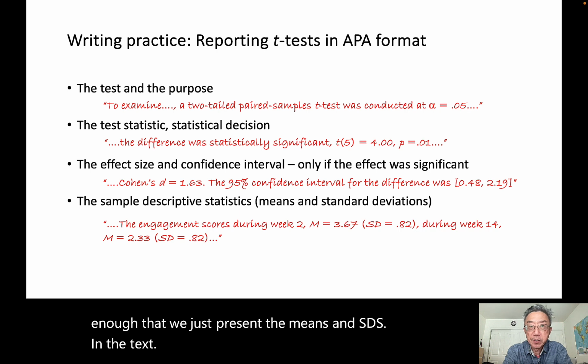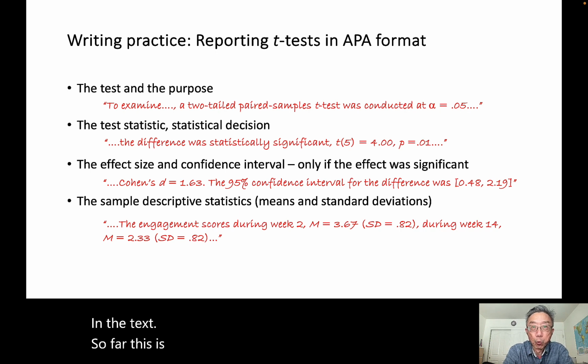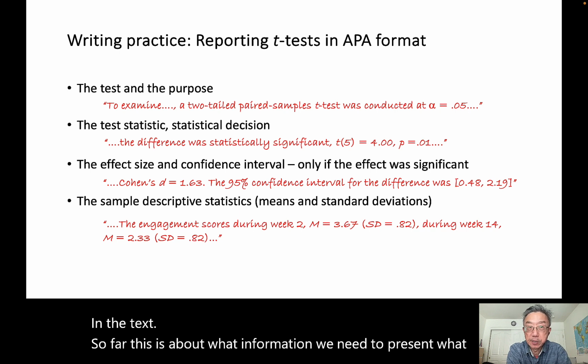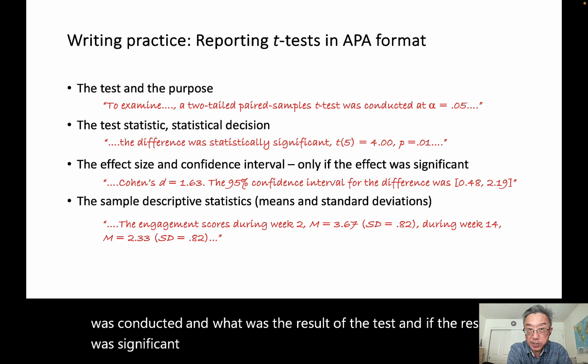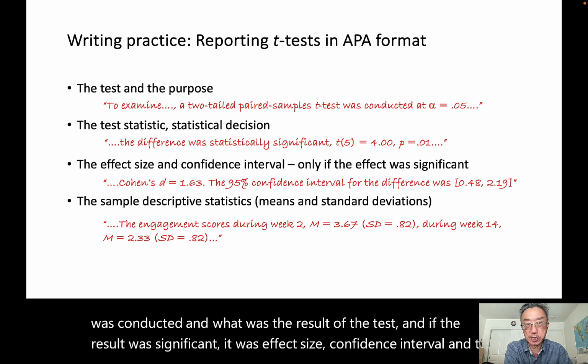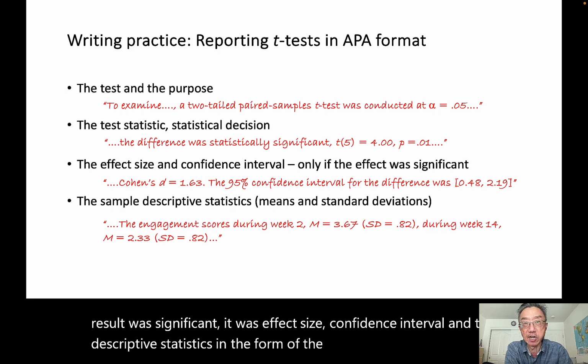Okay, so far, this is about what information we need to present: what test was conducted, and what was the result of the test. And if the result was significant, what was the effect size, confidence interval, and the descriptive statistics in the form of the means and standard deviations.